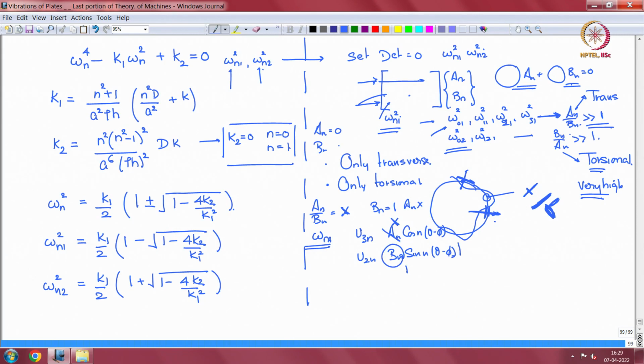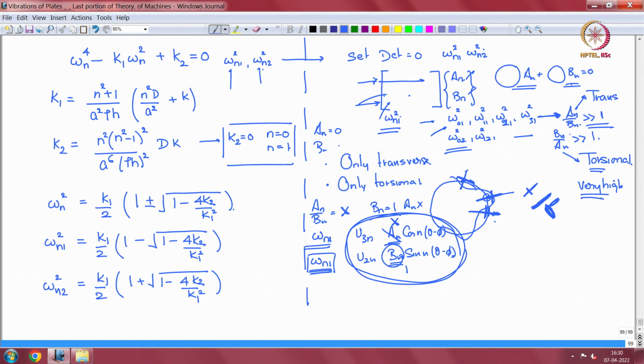So, this together is a mode at omega n1, let us say. Both displacements together are one mode, at the omega n1 natural frequency. So, at any natural frequency you find the relation between an and bn, substitute that over here, those are the relative amplitudes, and that together is called one mode of vibration. Okay. And in every mode there will be some transverse movement, some torsional movement. So, the problem is solved already.